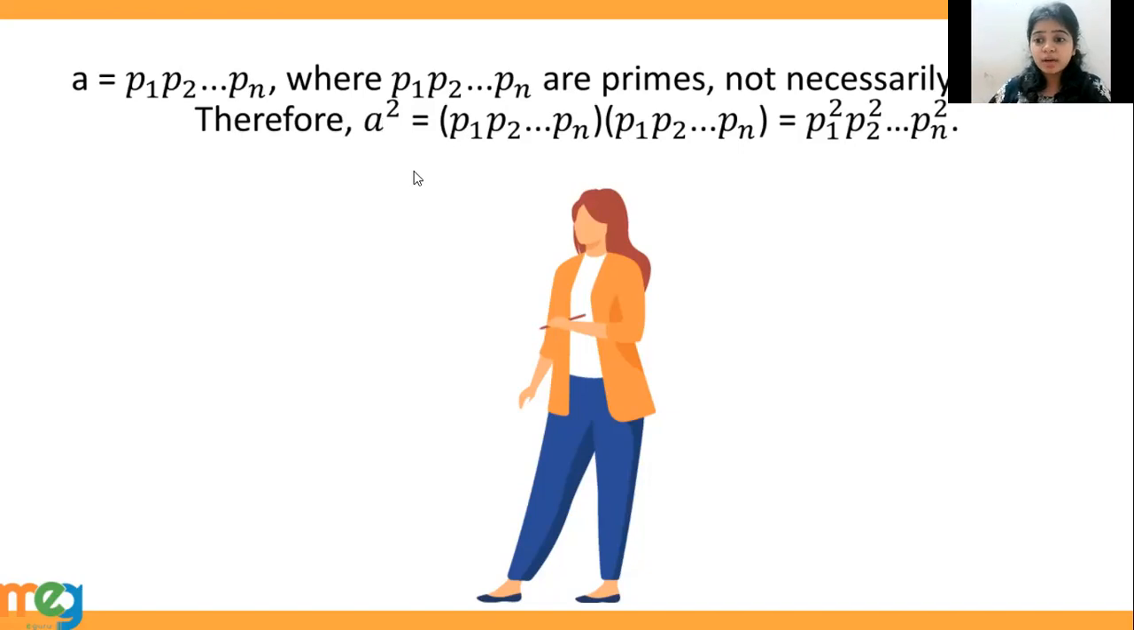Therefore, A square, what they told in the previous theorem, is that if A square is divided by P, then A is also divided by P. Okay, so A is P1, P2 till Pn. So A square will be the square of P1, P2 till Pn. So they have written P1, P2 till Pn multiplied by P1, P2 till Pn. So what it becomes? P1 square, P2 square, and so on till Pn square, right?